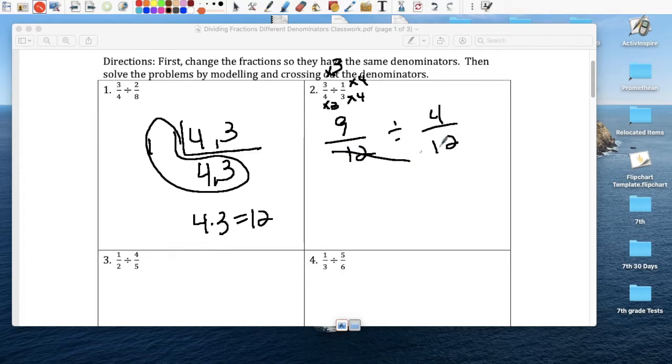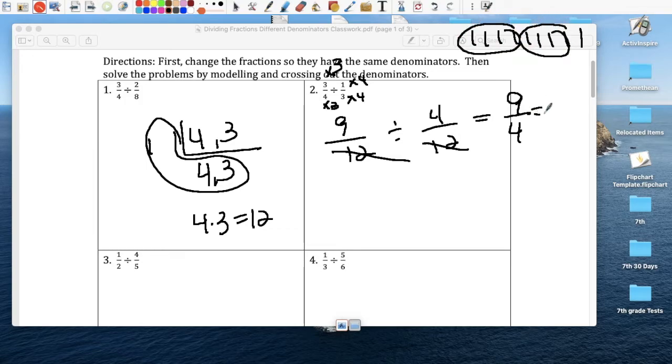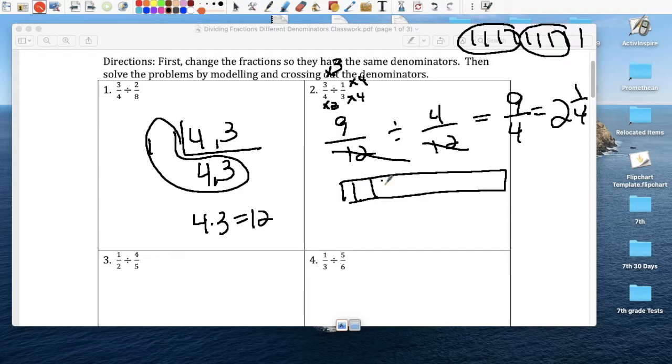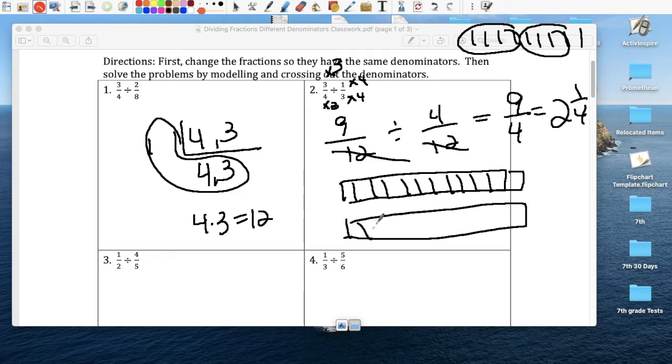Let's cross this out. Cross this out, we get 9 over 4. And how many times can 4 go into 9? So if you had 9, 1, 2, 3, 4, 5, 6, 7, 8, 9, I can make one group of 4, 2 groups of 4, and I have 1 left over out of 4. Let's draw this out, see if we get the same thing. 1, 2, 3, 4, 5, 6, 7, 8, 9, 10, 11, 12.